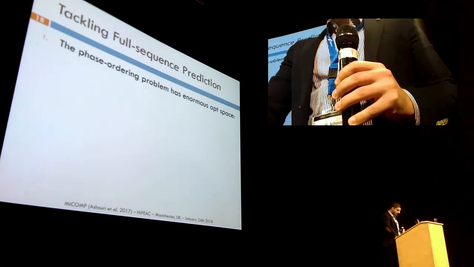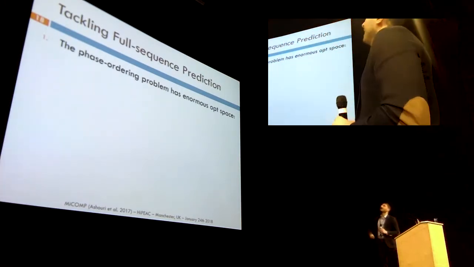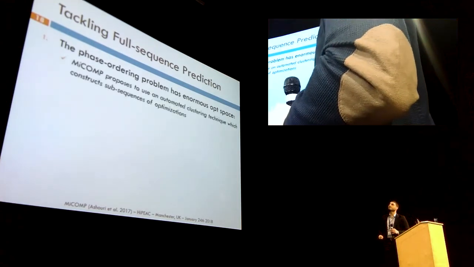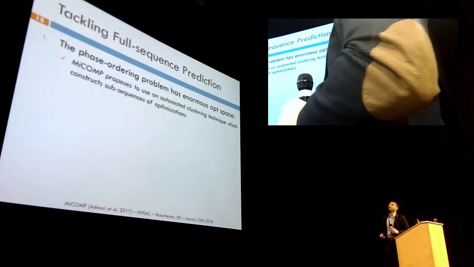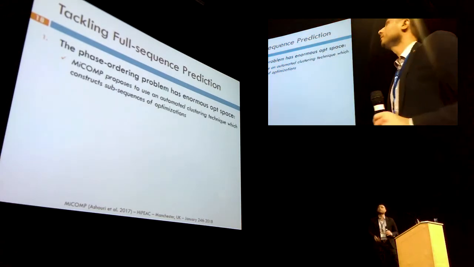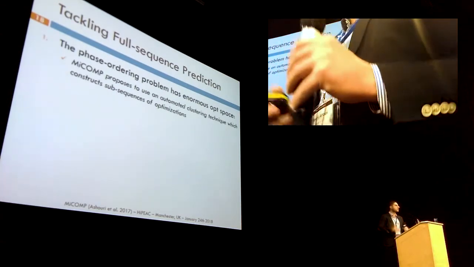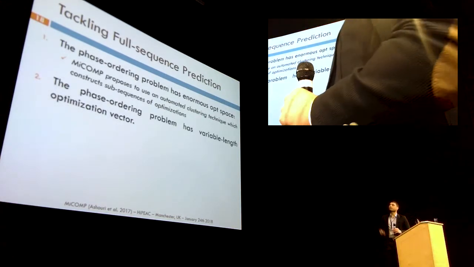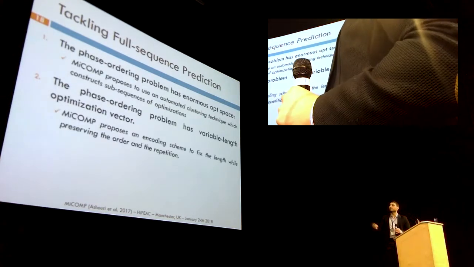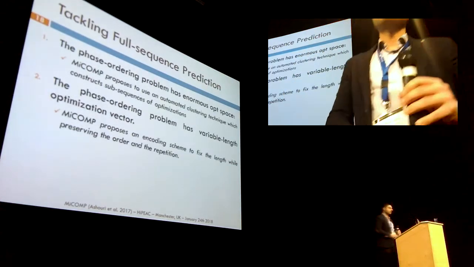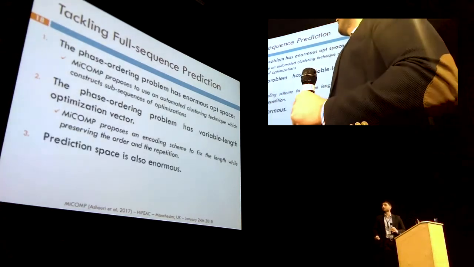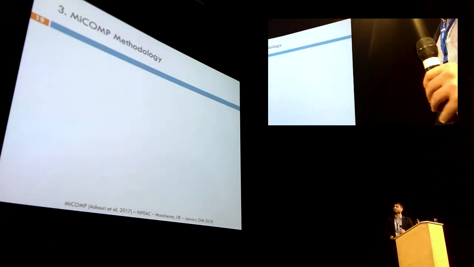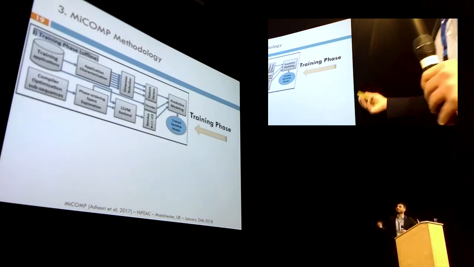So first, as I mentioned, we have an enormous optimization space. So MiCOMP had to use an automated clustering method to cluster 100-something passes into only 5 or 6. Second one was, it was variable lengths. You had to make sure that it's going to come back to a fixed length variable. And then the space was huge, so we had to use a recommendation scheme. All right, so that was the methodology.